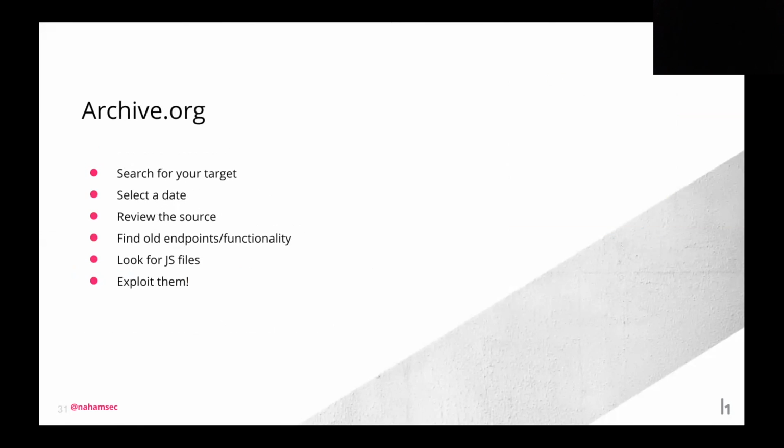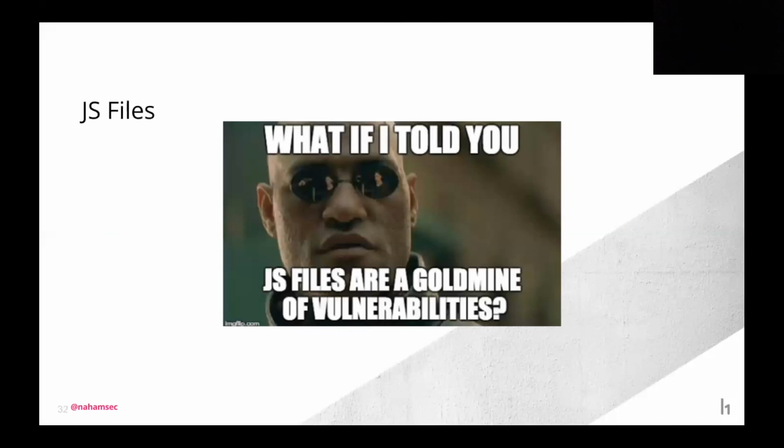Archive.org is a great way of finding old endpoints or functionality. You toss in your target, pick a date, review their source, and look for functions and endpoints that are on there and still working. You look for JS files, you parse through the JS files, and you explore them. And when I say parse through the JS files, you look for endpoints, just like Sean was mentioning.